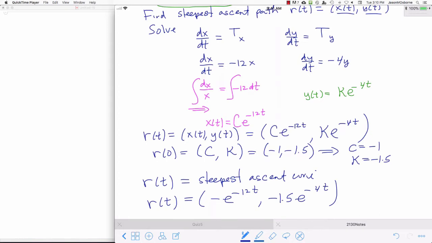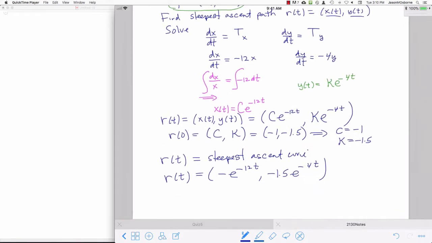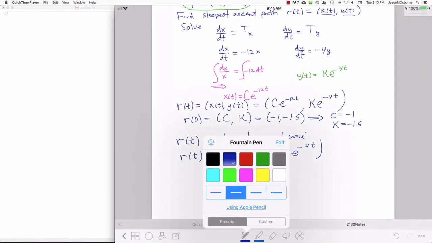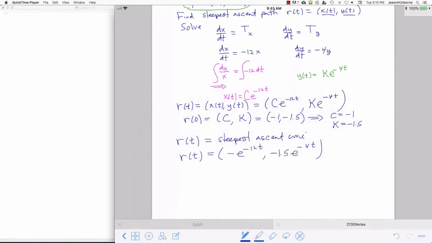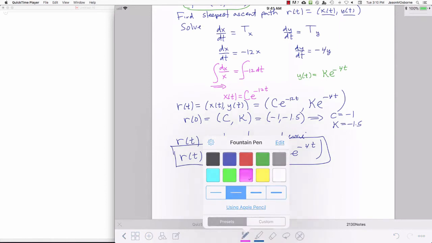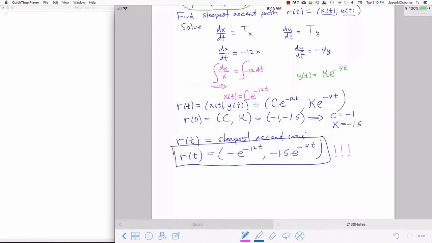Okay, let's double check what is important about this curve. I can draw a sketch of what's important about this curve. We'll do a better picture in Mathematica in a second. What's important about this is that this curve is perpendicular to any level curve of the temperature function T of x, y.